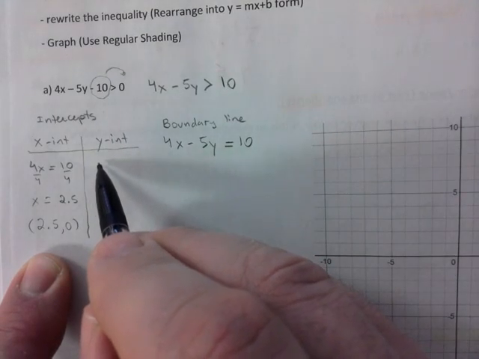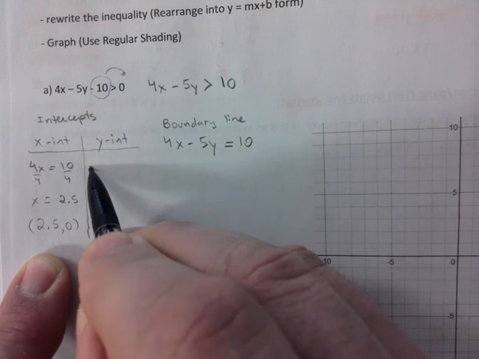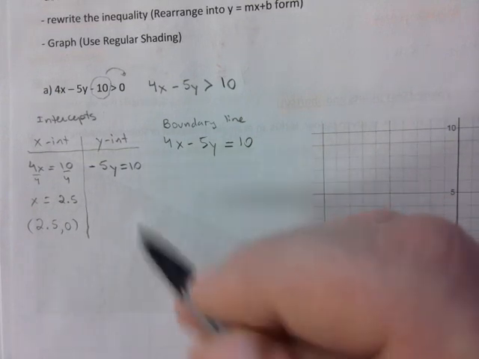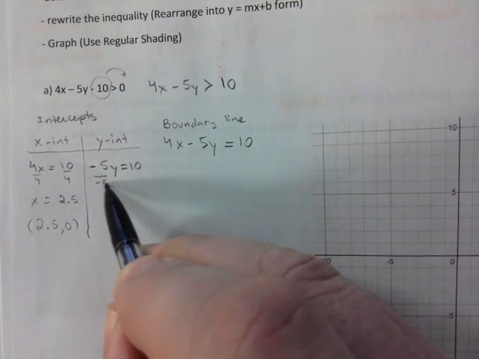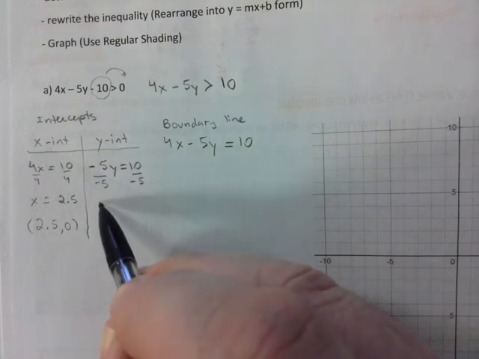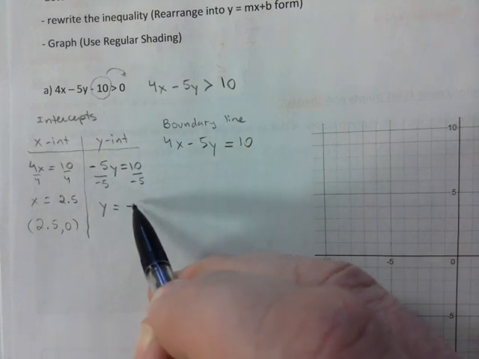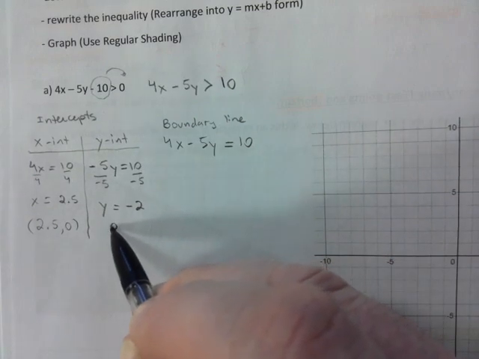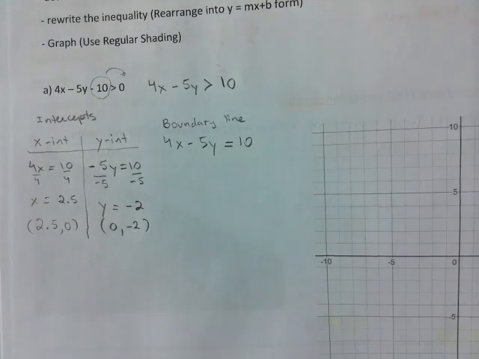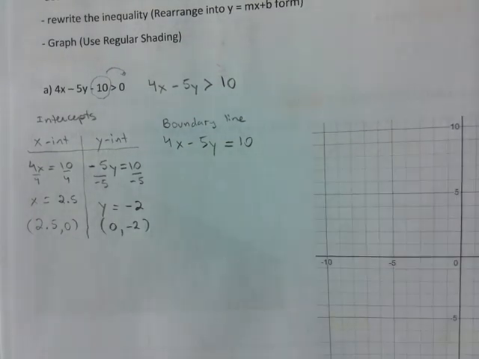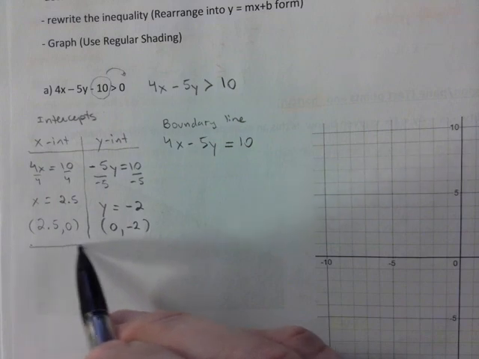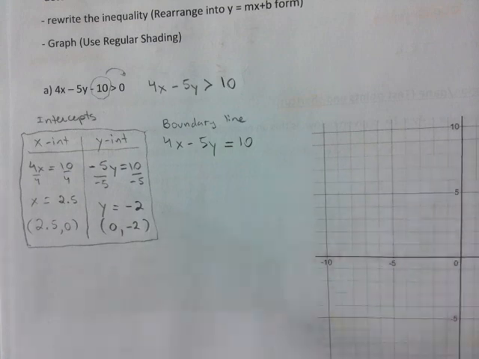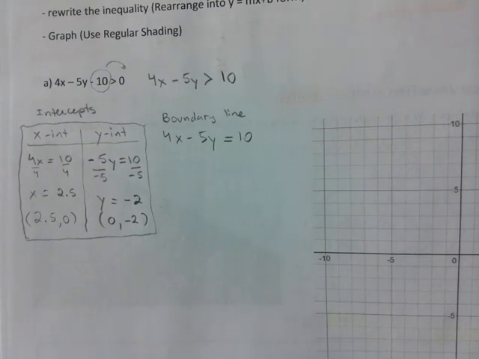Y-intercept, x is equal to 0. So it's 4 times 0. So you end up with negative 5y is equal to 10. I have to divide both sides by negative 5. Y is equal to negative 2. Negative 2 it is, right? Because we're doing 10 divided by negative 5. And this is where practice comes in. After you see me do this, you're like, I got this, right? It's those little things that you need to practice to make sure you don't make any sign errors or anything like that, okay? So these are my intercepts. Perfect.